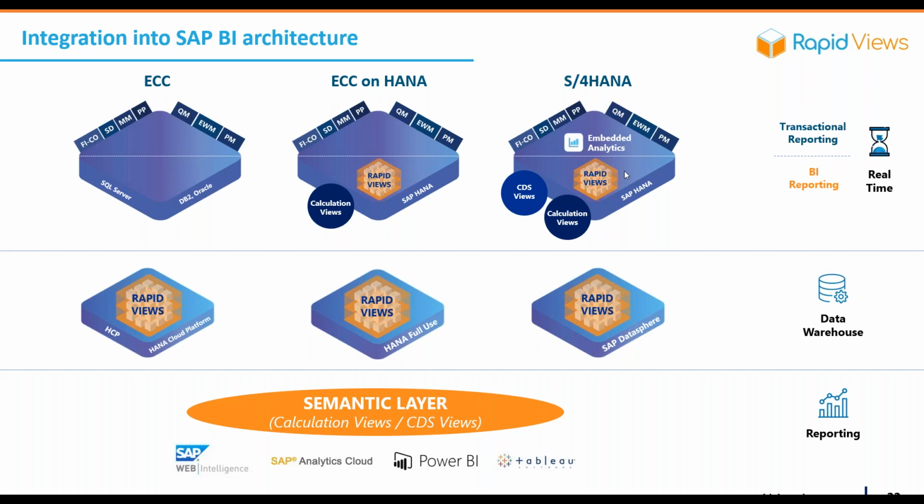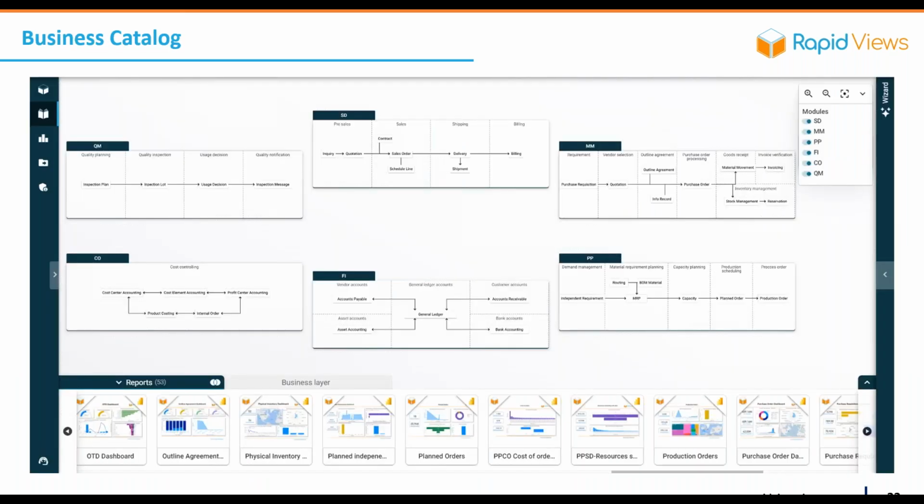In this case, RapidViews is a solution because you are going to be able to see everything about S4HANA through our strong semantic layer. Beyond that, we provide what we call a business catalog. Thanks to our platform, we centralize all our business content, all the views, all the tables, all the semantic layers and reports, and we give you a view of all of that through a platform where you can see it by business process. So we are going to show you how that works.